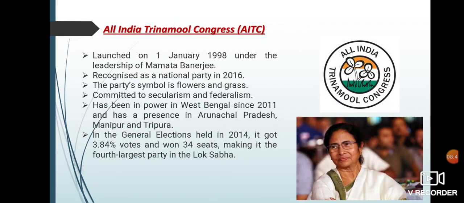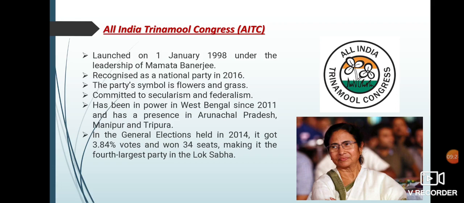Let us start with the explanation and the important features of these 7 national political parties. All India Trinamool Congress, AITC. It was launched on 1st January 1998 under the leadership of Mamata Banerjee. It has been recognized as a national political party in 2016. The party's symbol is flowers and grass.